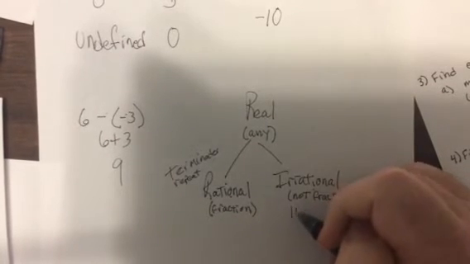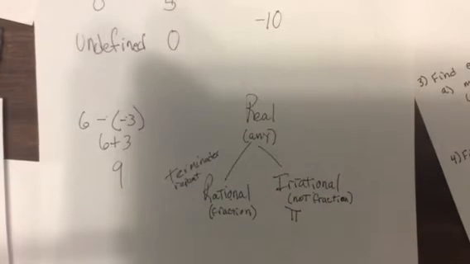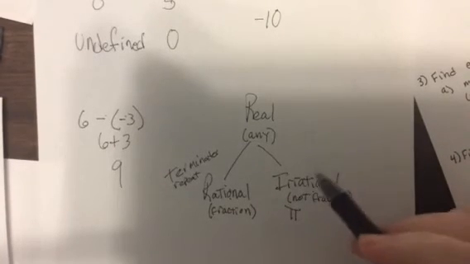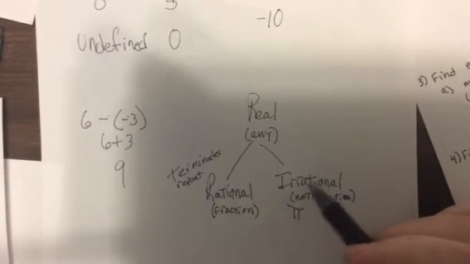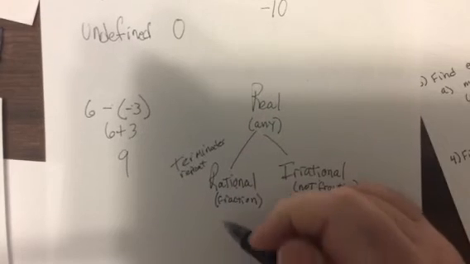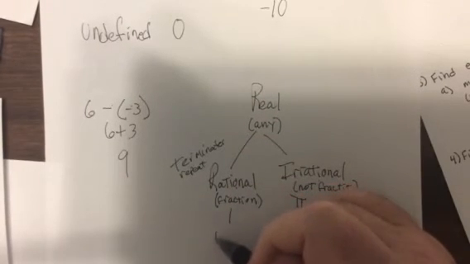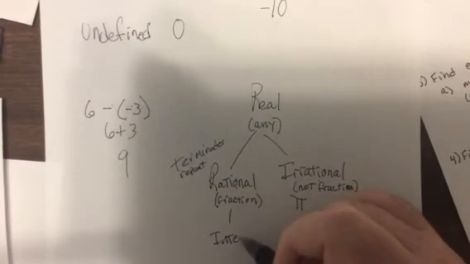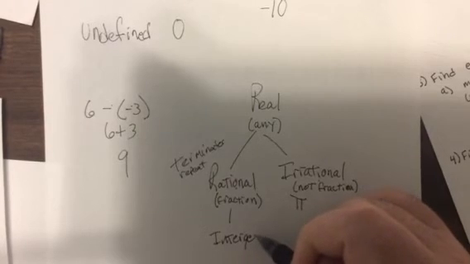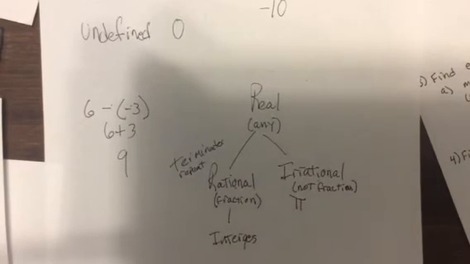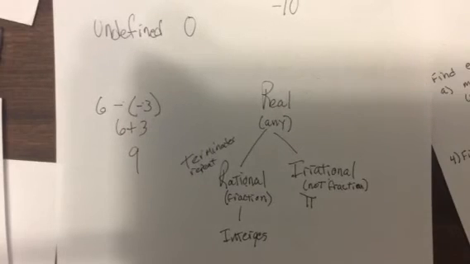Irrational is not a fraction. My favorite number is irrational. That's about the only one you know right now. Any square root that cannot simplify is irrational. So square root of 2, irrational. Square root of 3, irrational. Square root of 4 is rational because that is 2. Then we have integers, which is positive or negative whole numbers, or 0.